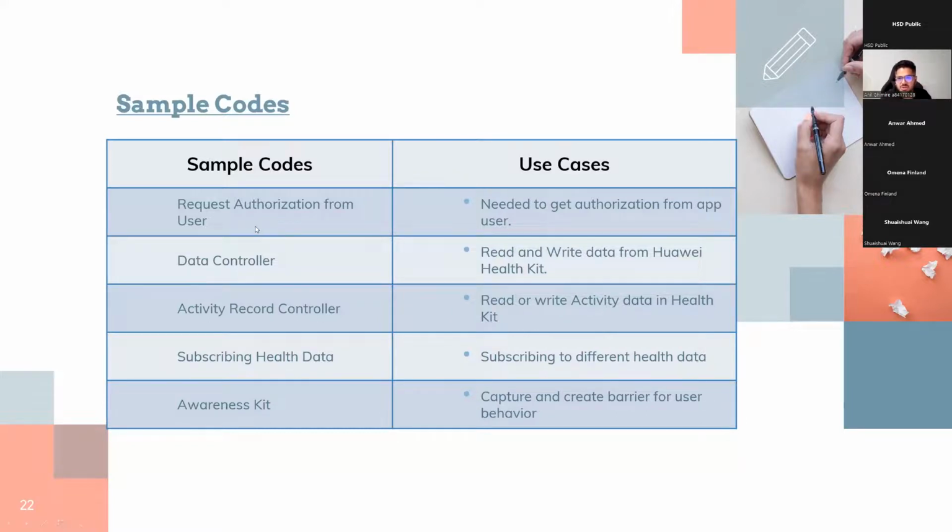The first one is how the authorization request is done from the user. Second is the data controller, which is used to read and write the health data from HUAWEI Health Kit. An activity record controller reads and writes the activities the user has performed. And you can also subscribe to different health data from the HUAWEI Health Kit. And the Awareness Kit, that's what I have explained earlier. You can create a barrier or capture any of the user's conditions.